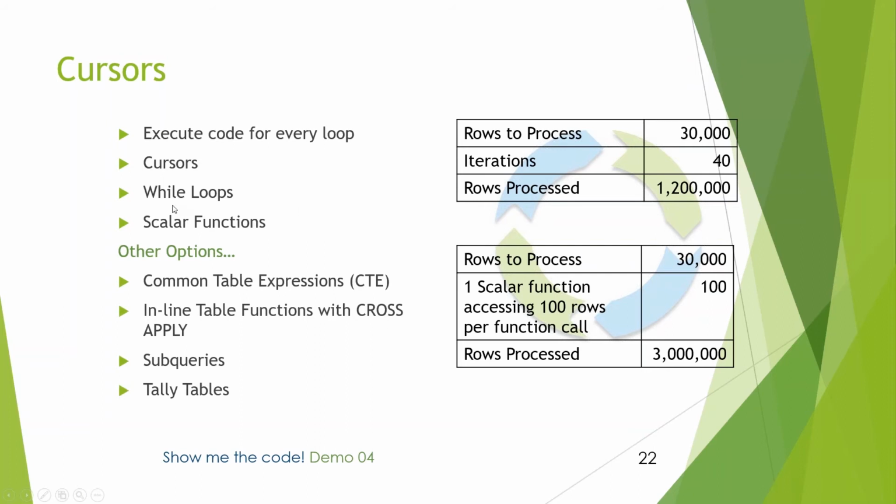I also wanted to point out that while loops behave the exact same way. A while loop is just another way to write a cursor. Now, scalar functions are not cursors. They just perform like a cursor by reiterating the same code. Some other ways to write it are CTEs. That, again, is not a silver bullet. They are called recursive CTEs, but they can be very helpful to replace a cursor.